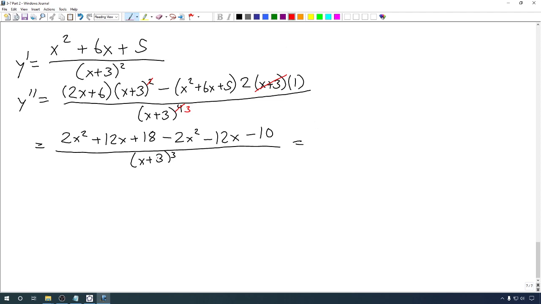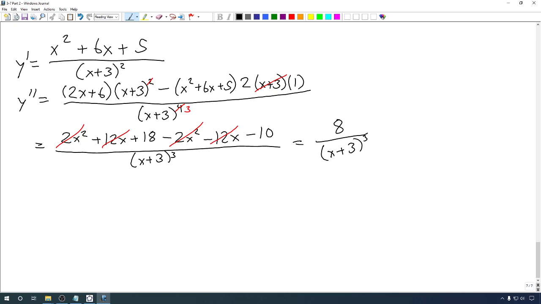Of course, there's some cancellation that happened here. The 2x squared and the 2x squared cancel each other out. In fact, the 12x and the negative 12x cancel each other out too. We have an 18 minus a 10 to get just simply 8 over (x plus 3) cubed. That is our second derivative. Maybe a lot nicer than you expected it to be.